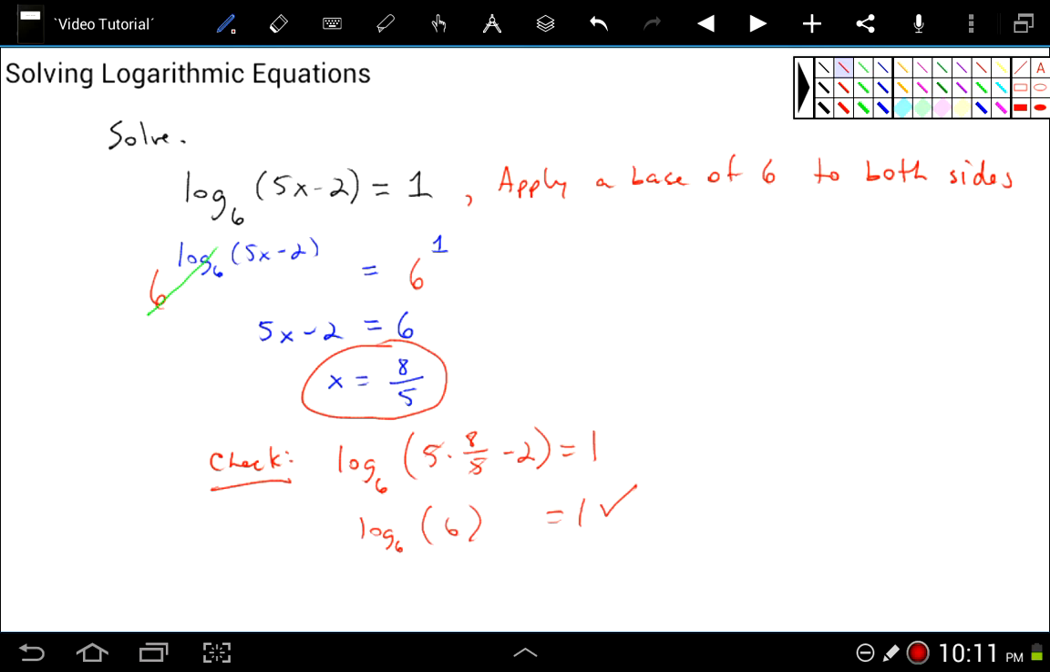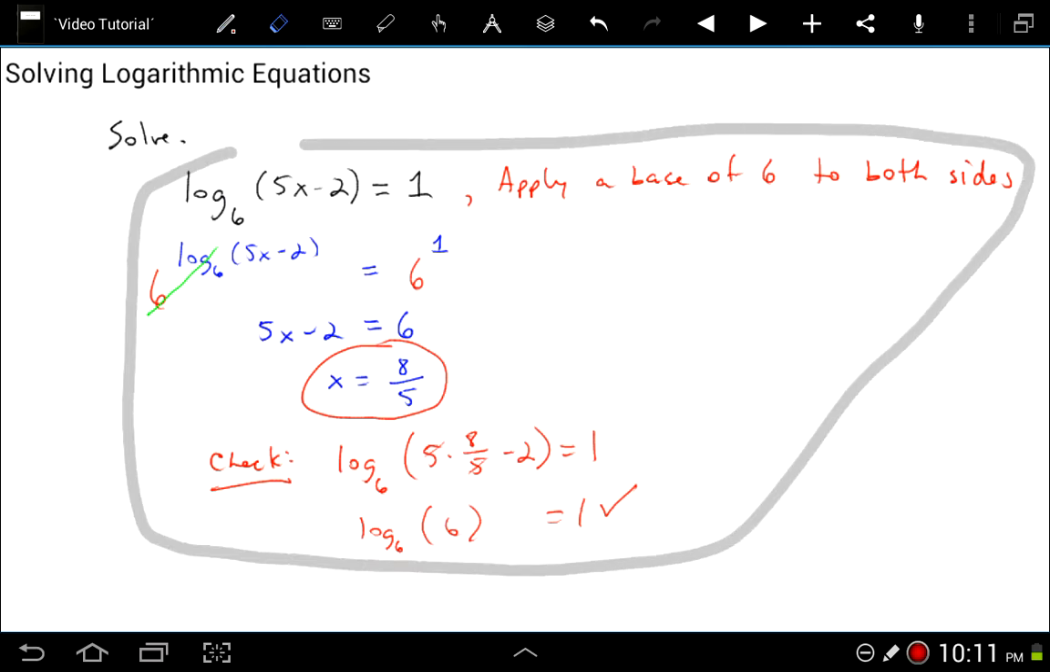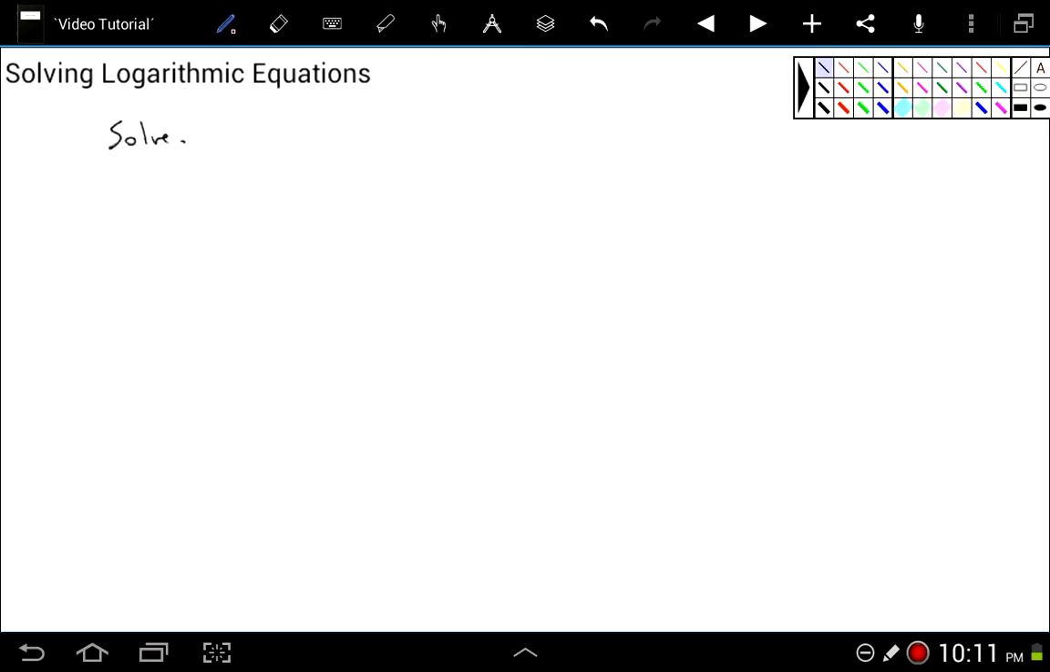Okay, so that's a basic example of how to get rid of that logarithm by applying a base to both sides. Of course, I'm sure you're suspecting they get a little harder. So let's try one that is a little bit harder. Log base 3 of 8 equals 2 plus log base 3 of x plus 5.